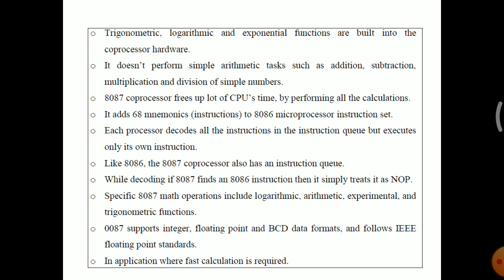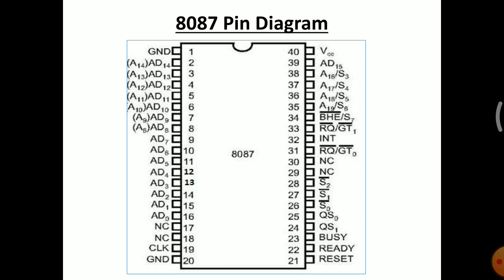After learning the basics of the 8087 math coprocessor, NDP, that is numeric data processor, let us go ahead to discuss its pin diagram. This is the pin diagram of the 8087 math coprocessor. You can see a 40 pin architecture is there. Pin number 1 to 20 on the left hand side, pin number 21 to 40 on the right hand side.